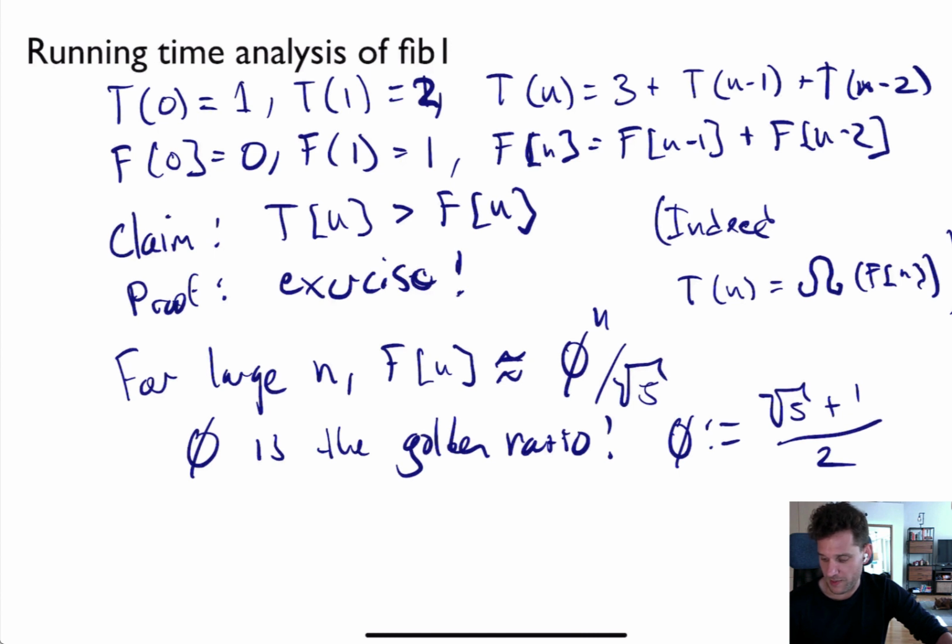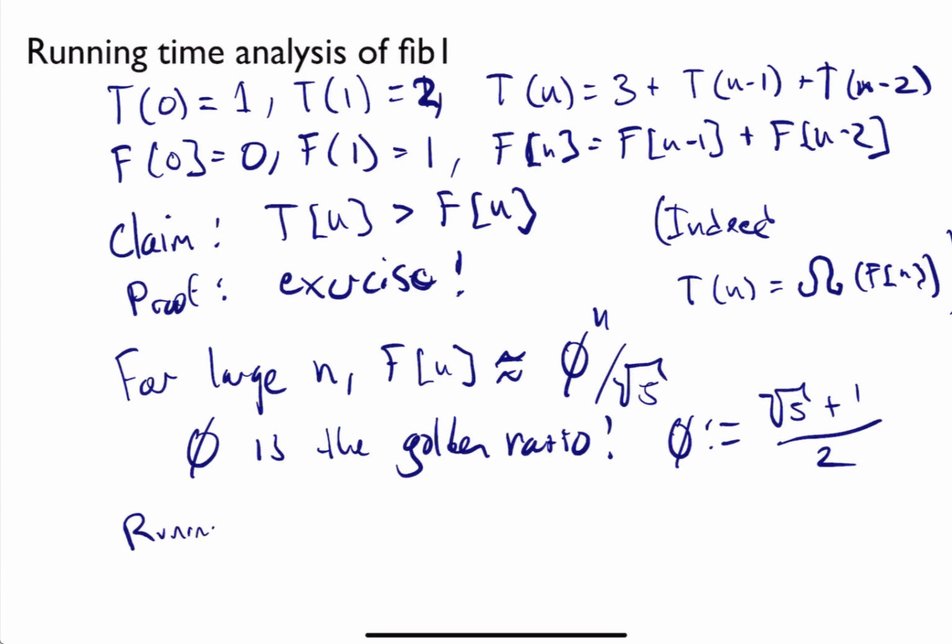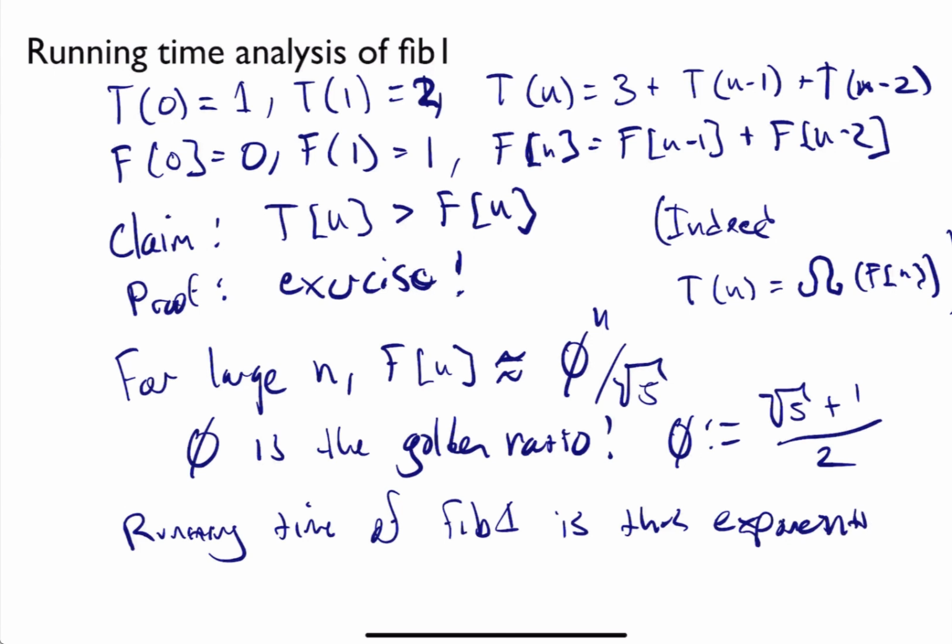So if f of n grows exponentially, that means that t of n also grows exponentially, because t of n is growing more quickly than f of n, or at least it's larger than f of n, right? So the running time of fib1 is thus exponential in n, right? Which is a bad thing.